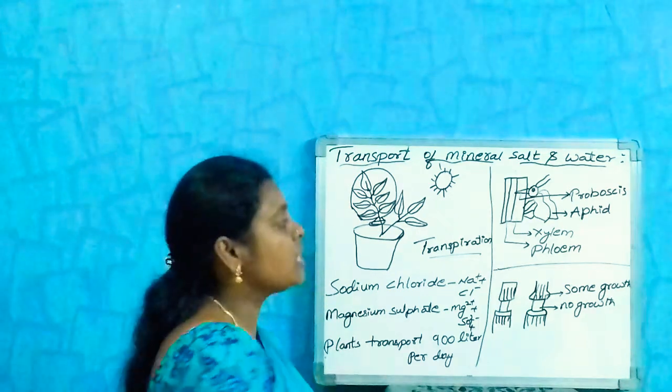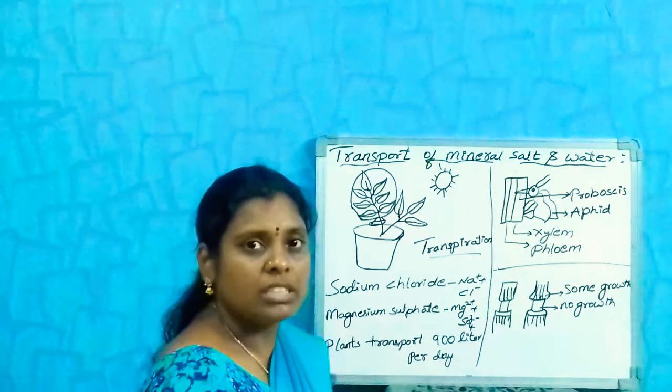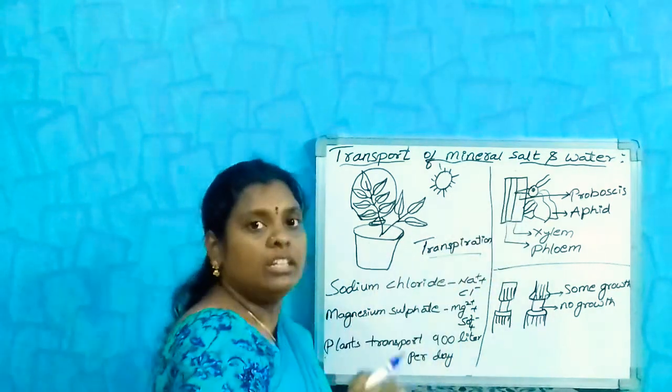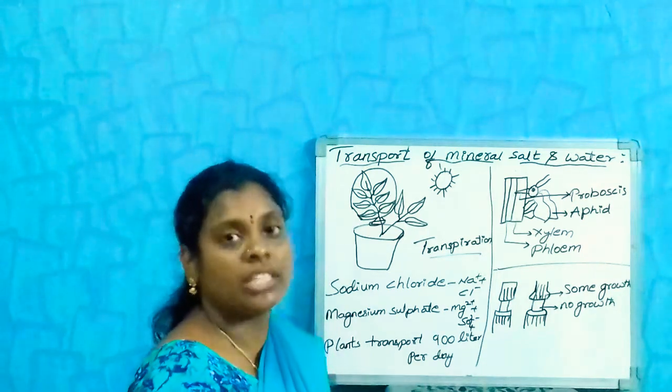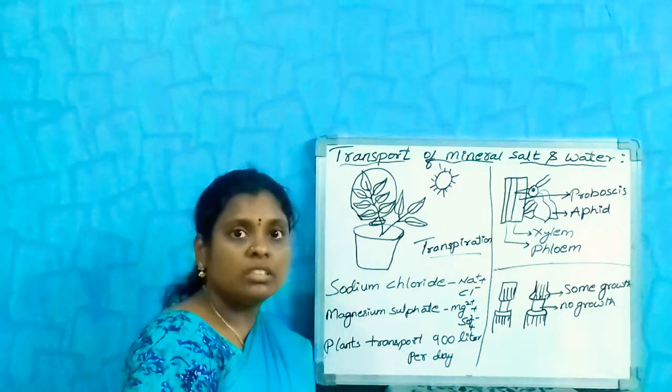Means the aphid is depending on the plant for its food materials. So in such situations, the plant may not get an adequate amount of nutrients or sugars.